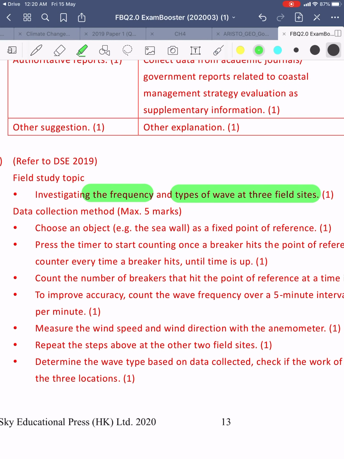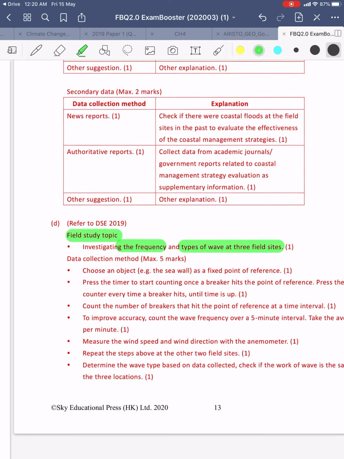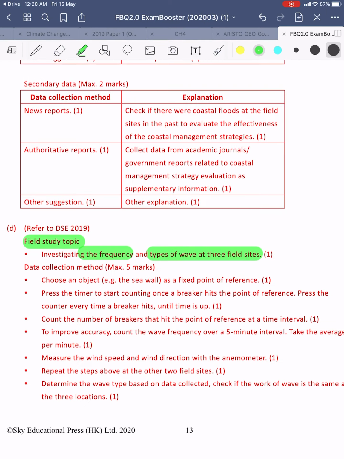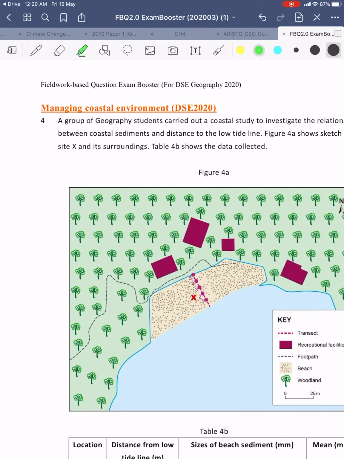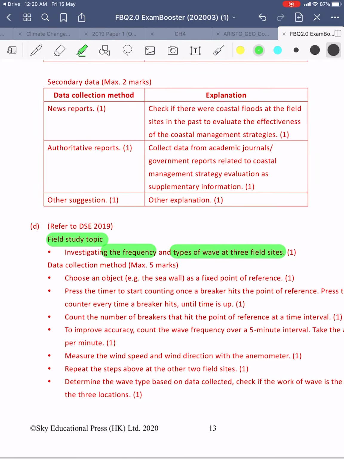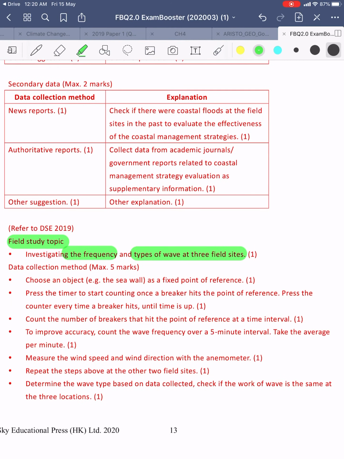So again, please, when you are doing the last 6 mark question, if it's just asking you to suggest another topic, please give me another field study topic at the very beginning. So what should you do? This one is a very clear presented procedure for using the anemometer and also the counter and also timer. So please have a look. Okay. What should you do? Choose an object in a fixed point. This one is also important.